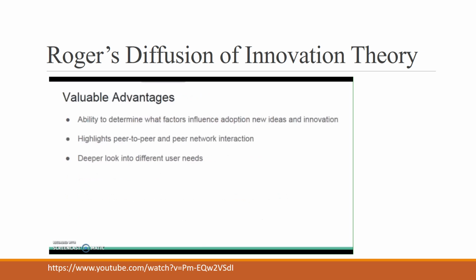So what are some advantages of the diffusion of innovations theory? The ability to determine what factors actually influence adoption helps develop new ideas and innovations and determine how those innovations and ideas are going to be spread through a population. It also highlights peer-to-peer and peer network interactions to determine the best route to get the information out to a population. And it takes a deeper look into different user needs. This may be one population in a rural area compared to an urban area, or an elderly population compared to a millennial population. It looks at the different user needs and determines the best way they're going to adopt this innovation.